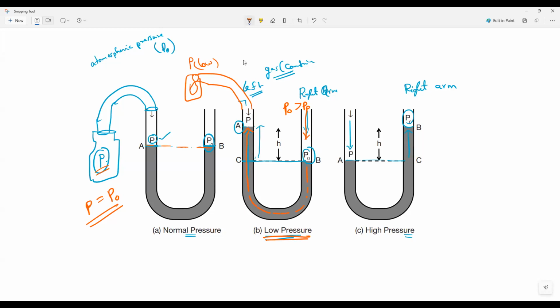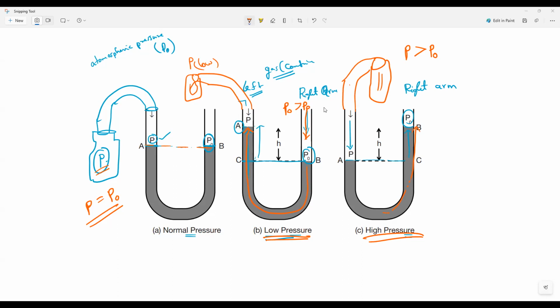Next, if I connect this one to a cylinder, with gas or a liquid, whatever it is, and this pressure is more, meaning the pressure of the liquid or gas is greater than the atmospheric pressure, then the liquid will rise in the right arm. That is what it is indicating: high pressure. Have you all understood or not? Kavya, Sangamitrai, Agalya, that is what you have to remember.